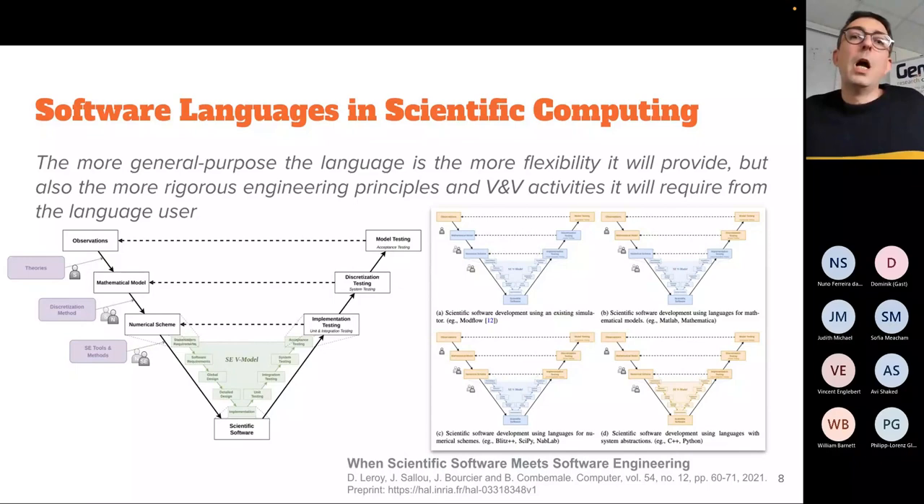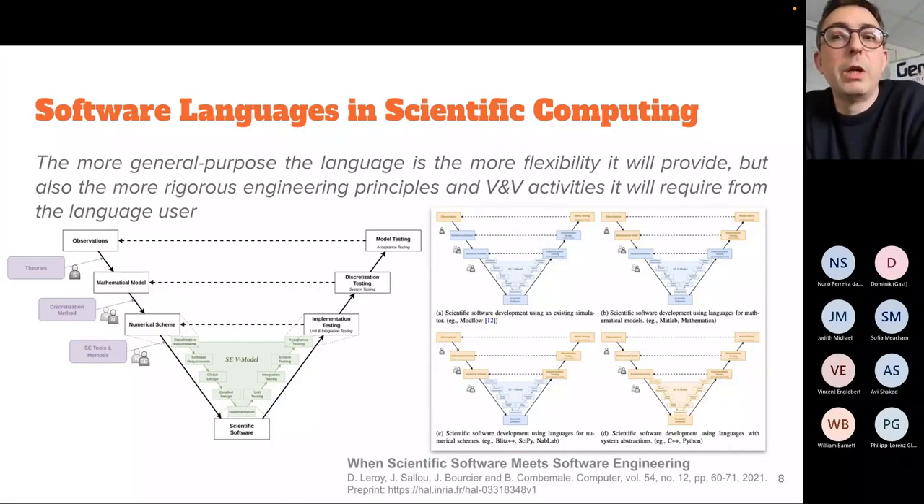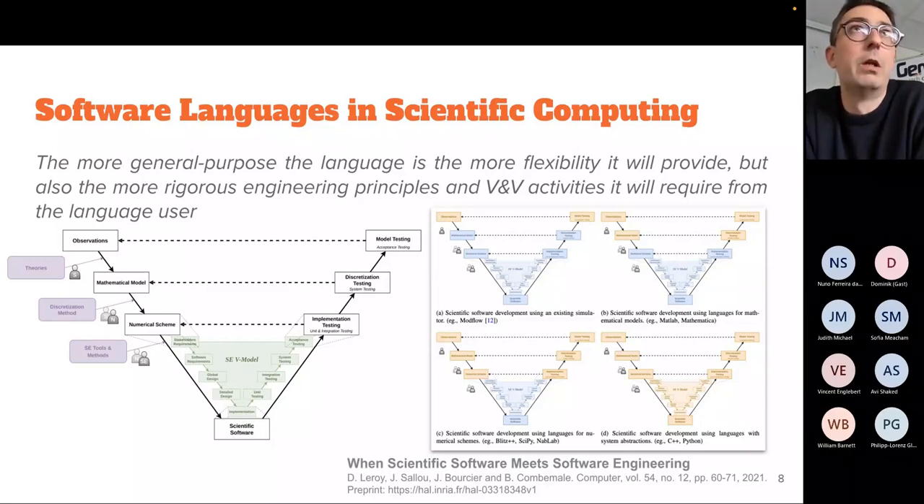And of course, we use software languages, and more specifically modeling languages, for building these different models. And we need to be careful about the responsibilities in terms of language provider, but also in terms of language users, according to the kind of languages that we are providing. The more general purpose the language is, the more flexibility it will provide, but also the more rigorous engineering principles and validation and verification activities it will require.